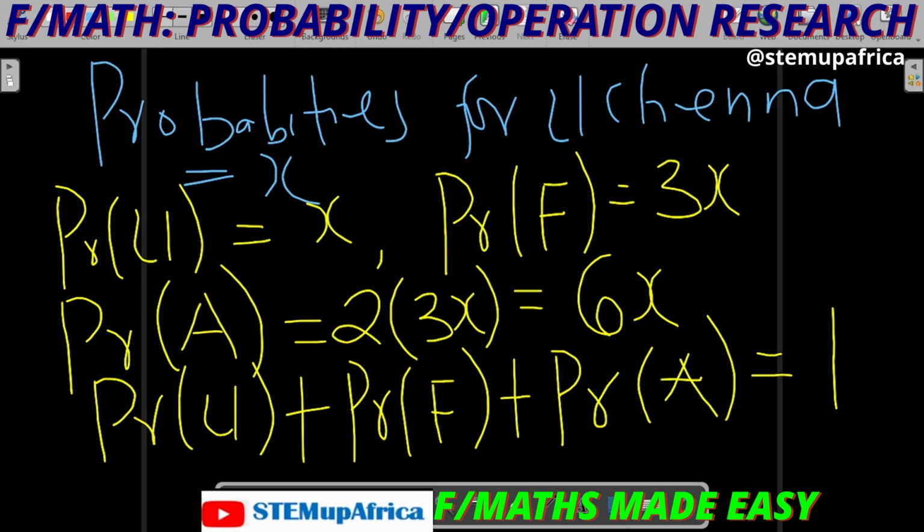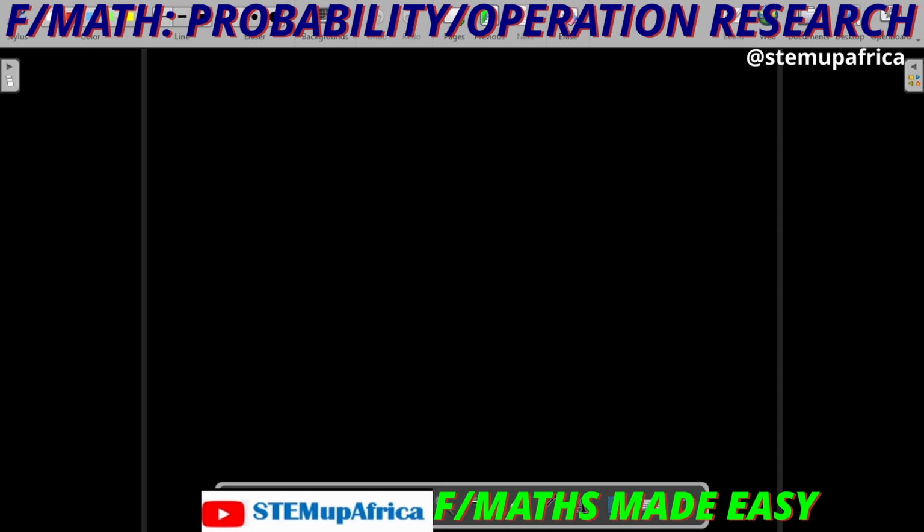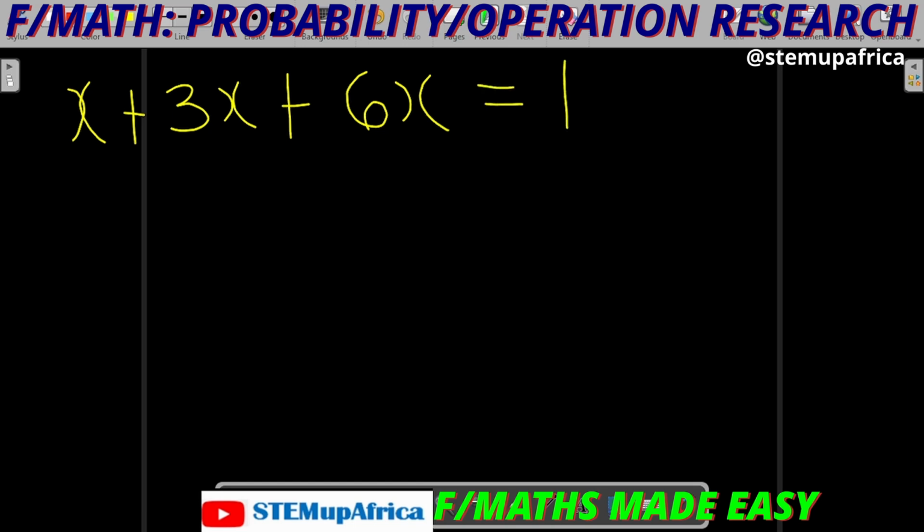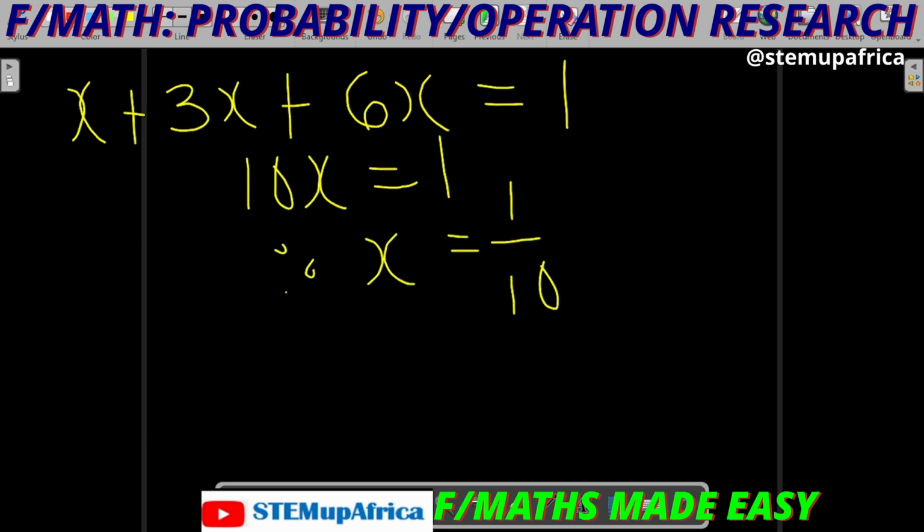So let's fix them in their respective places. Probability of Ushena is X, Fatima is 2X, and Abiola is 4X. So I'm going to have X plus 2X plus 4X, and the result is 1. If I add up, that will give us 7X equals 1. Therefore, my X is simply 1 over 7. So this is the probability of Ushena.